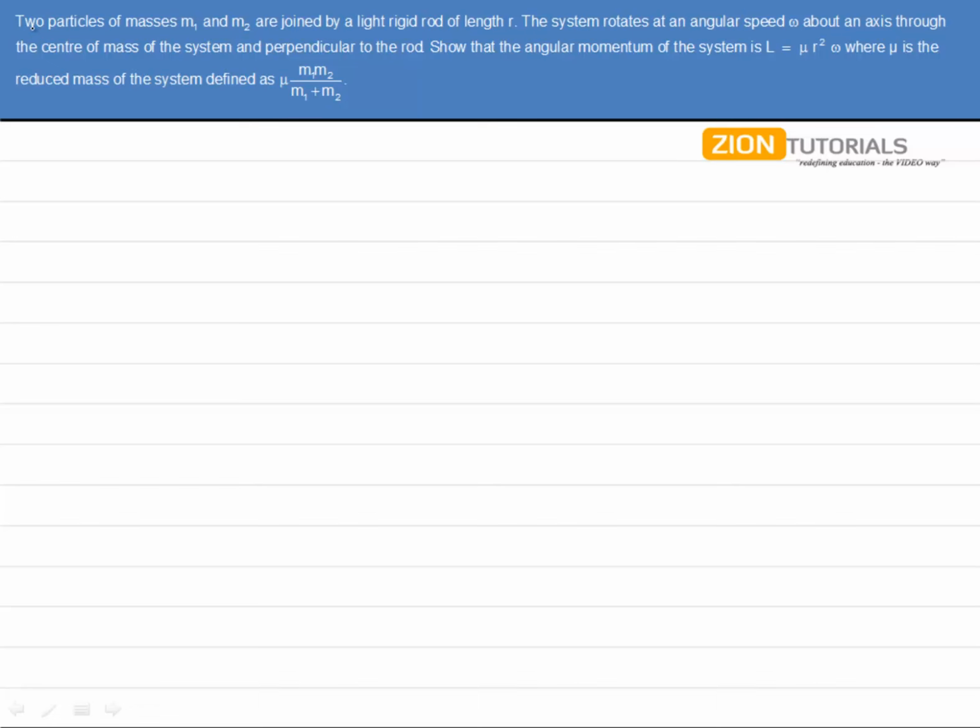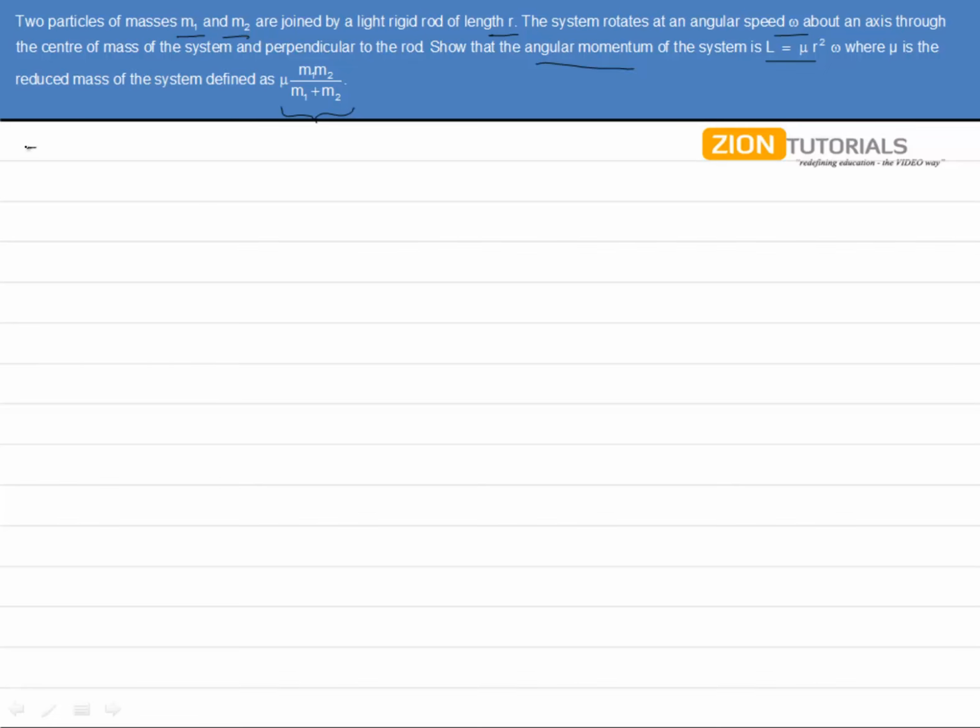As the question says, two particles of masses m1 and m2 are joined by a light rigid rod of length r. The system rotates at an angular speed omega about an axis through the center of mass of the system and perpendicular to the rod. Show that the angular momentum of the system is L equal to mu r square omega, where mu is the reduced mass of the system, defined as mu equal to m1 m2 upon m1 plus m2.